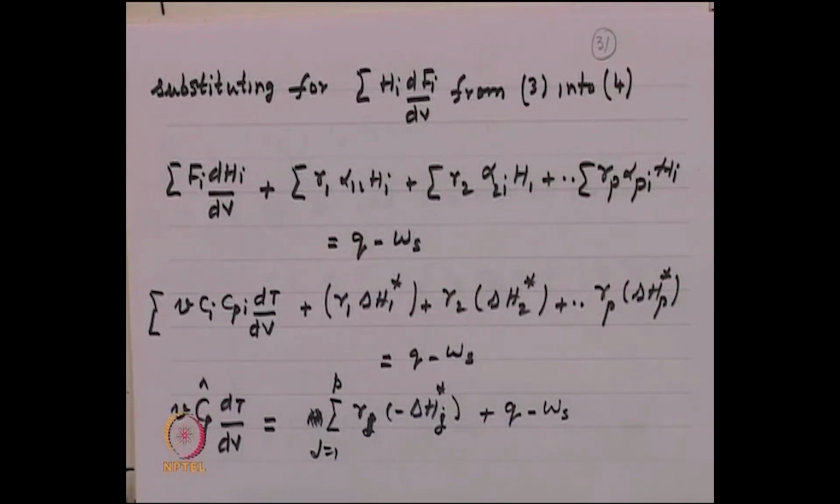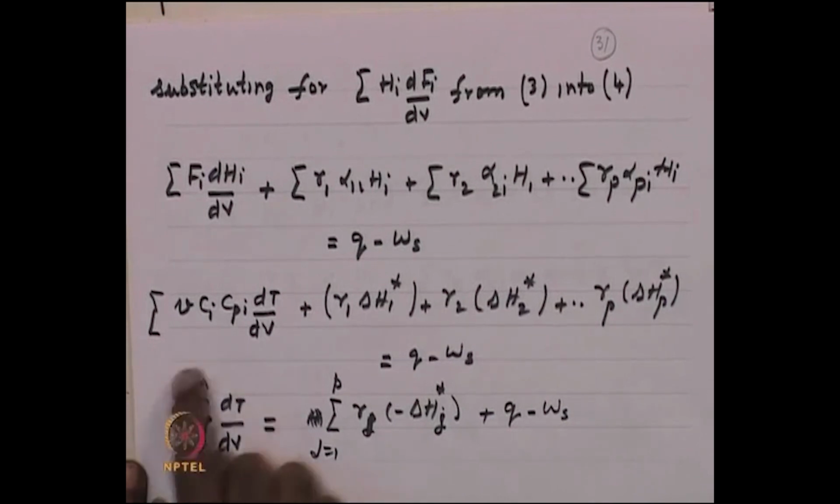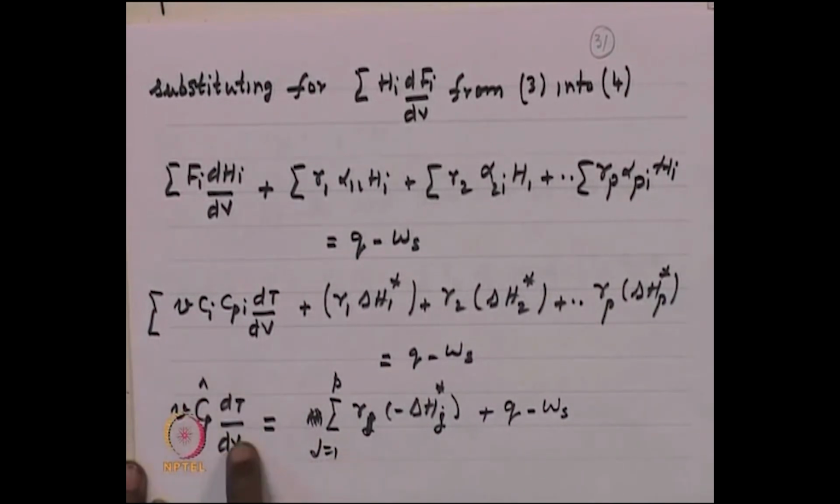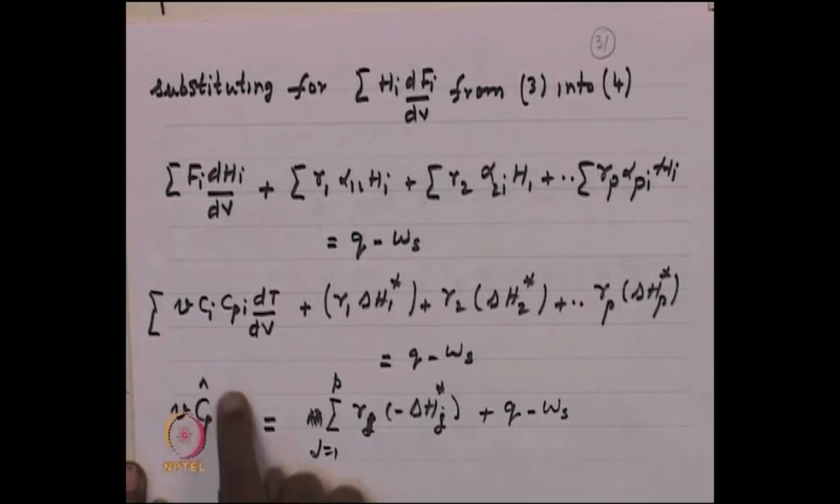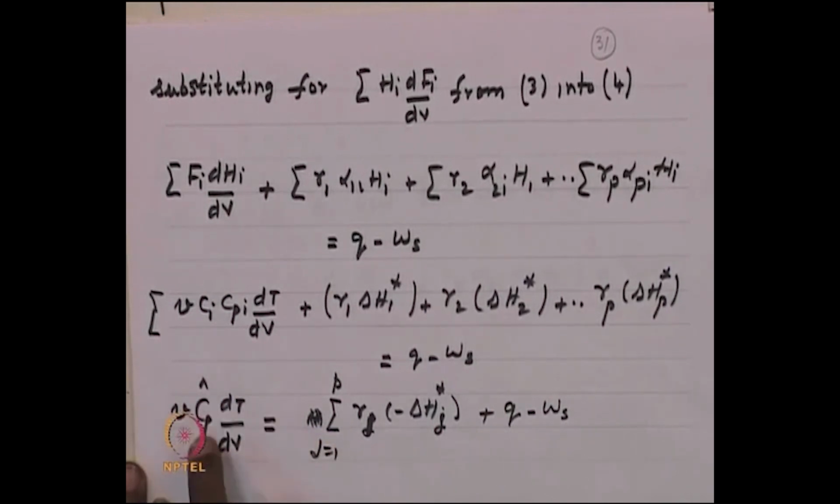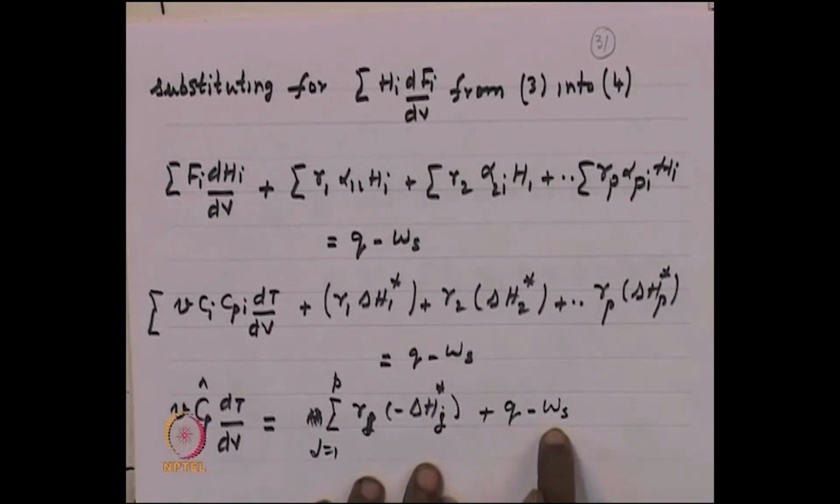So, for a plug flow vessel where there is no stirring, we find that V c p dt dV, which is the accumulation per unit volume, this is V c p dt dV. This is the rate of change of temperature of the equipment, and this is the rate of heat generation if it is an exothermic reaction. This is heat input, this is work output.